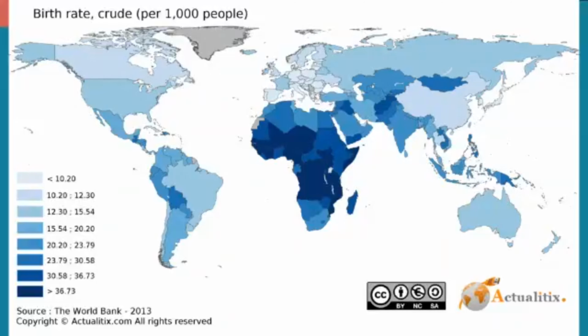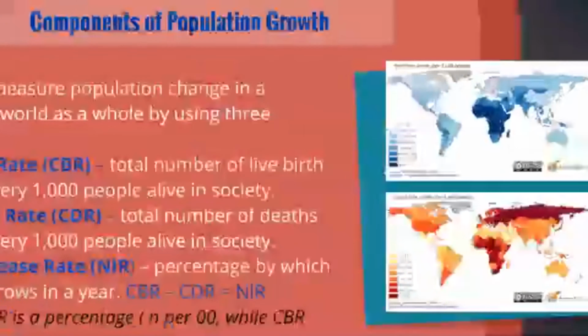As you can see, Canada, as well as parts of Eastern Europe, and then Japan have some of the lowest birth rates in the world. Sub-Saharan Africa and parts of West Asia have some of the highest, especially in that Central African area below the Sahara Desert. They have very, very high birth rates. We're going to talk about what contributes to those.